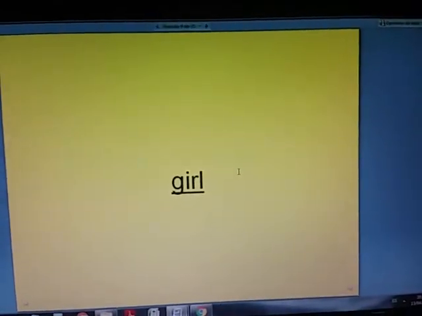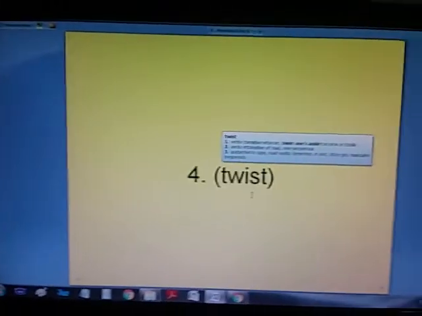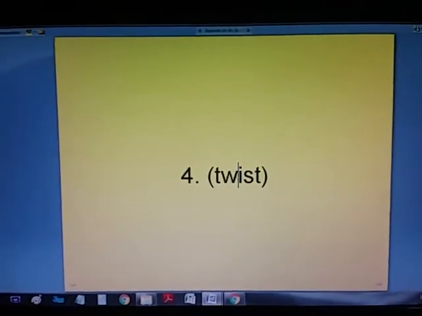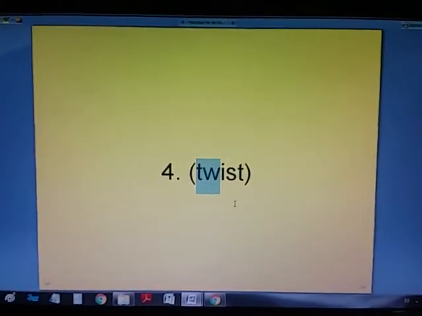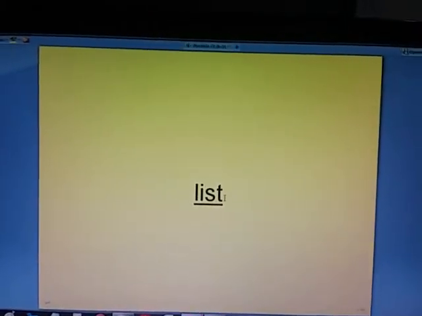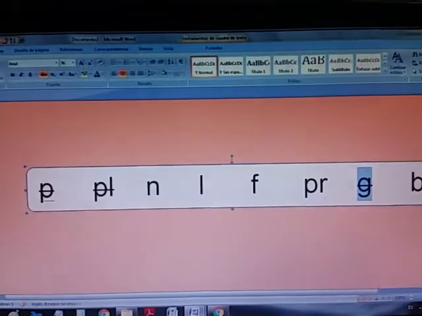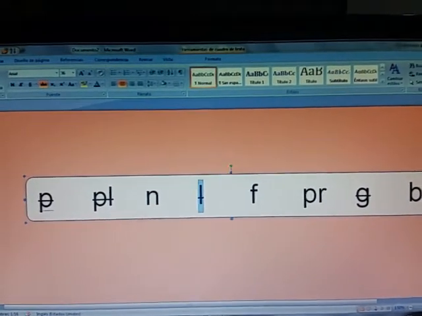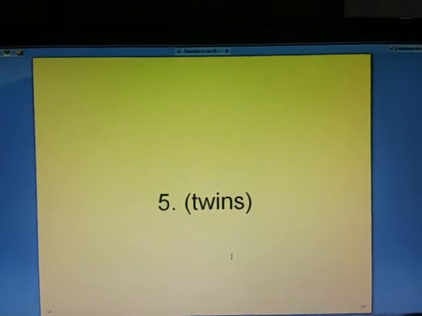Shall we continue? Number 4. Twist is my clue. And my question says, a row of words or numbers. Oh, that's easy. Instead of TW, it's gonna be letter L for list. List. Let me cross it out, letter L. And let's continue over number 5. Remember, your answers go right over here: plenty, pin, girl, list. Okay?